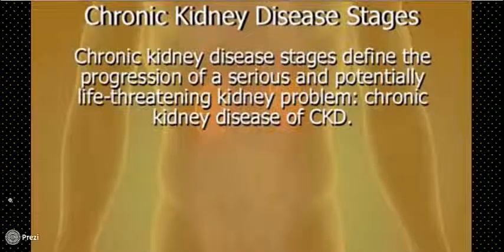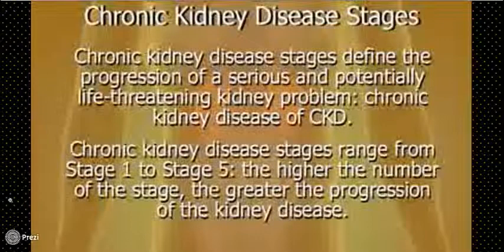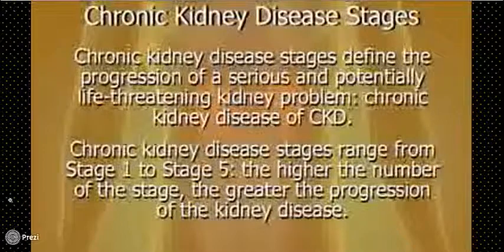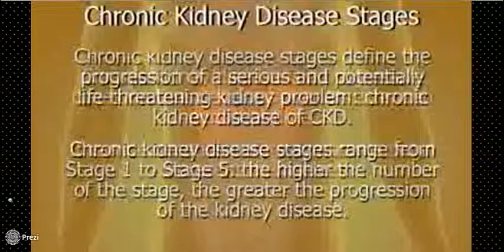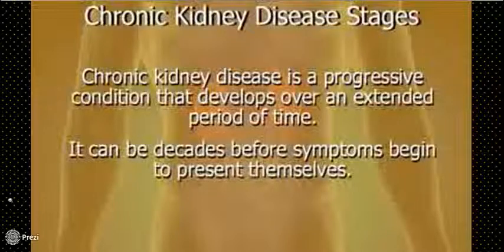Chronic kidney disease stages define the progression of a serious and potentially life-threatening kidney problem, chronic kidney disease, or CKD. Chronic kidney disease stages range from stage 1 to stage 5. The higher the number of the stage, the greater the progression of the disease. Chronic kidney disease is a progressive condition that develops over an extended period of time. It can be decades before symptoms begin to present themselves.